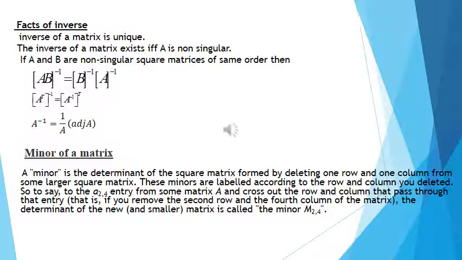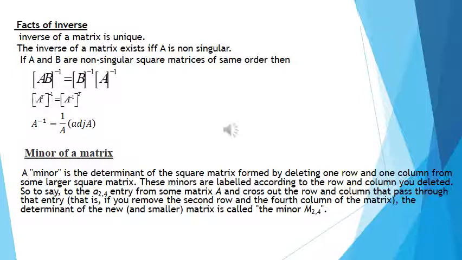Facts of inverse. Some of the facts which you should know before doing the problems: the inverse is always unique. The inverse of a matrix is unique; we cannot find two inverses for the same matrix. The inverse of a matrix exists if and only if A is non-singular. Only a non-singular matrix will have an inverse. And if A and B are two non-singular square matrices of the same order, then the inverse of AB is equal to B inverse into A inverse.